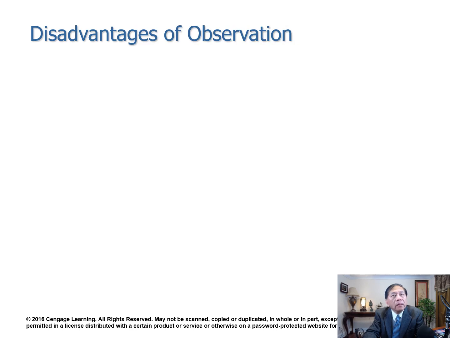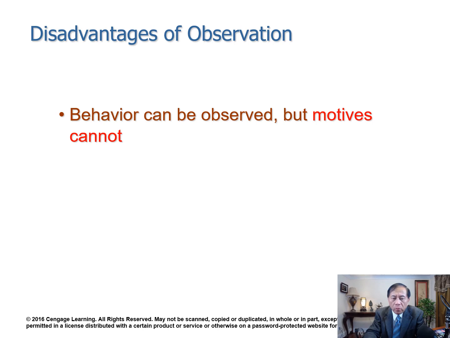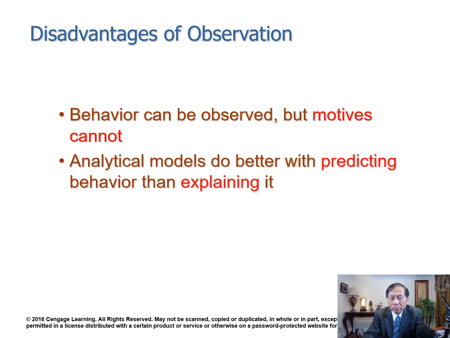There are disadvantages of observation. Behavior can be observed, but the motives cannot. We can observe the behavior of human beings, but we cannot observe their motive. It's in their head. And we can estimate, we can guess, but we cannot observe motives.